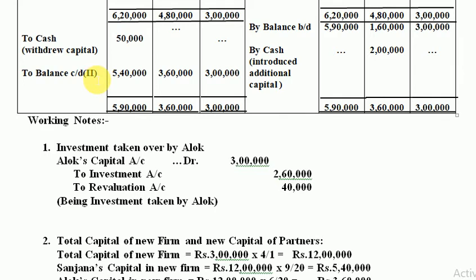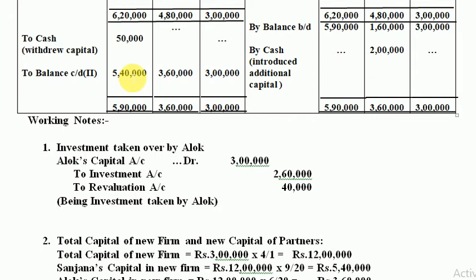Otherwise, it's not necessary. After doing this, what you're going to do is you're going to compare it individually for both the old partners, which is greater. BD is 590, the original capital of Sanjana, and the new capital CD is 5,40,000.